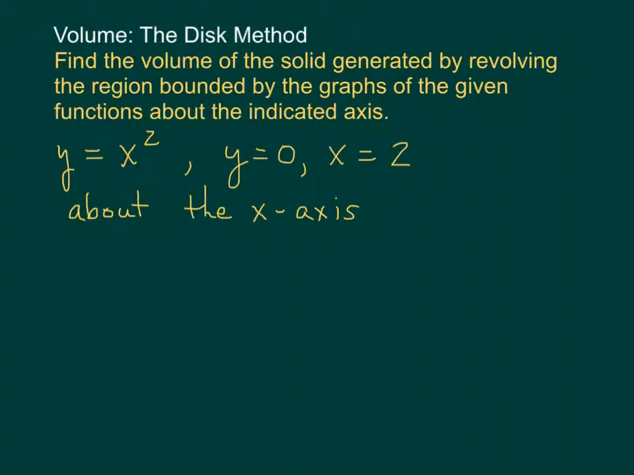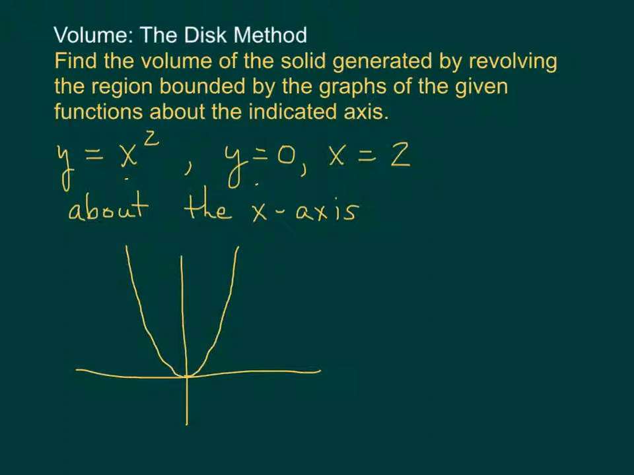Okay, so it's a good idea to draw a rough sketch of the region in this case. So here we have the parabola y equals x squared. We all know what that looks like. And y equals x squared looks something like that. We're actually only interested in the region that's bounded by these three graphs.